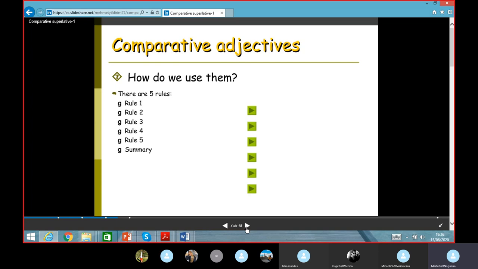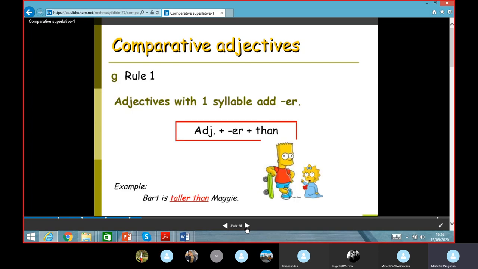And we're going to see. The first rule is that we put the adjective, okay? Everybody should know what an adjective is, what an adverb is. Comparatives and superlatives are both for adjectives and adverbs, okay?